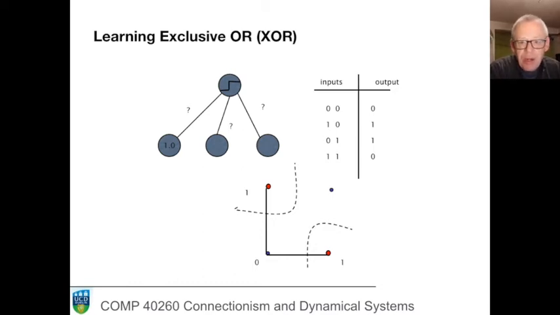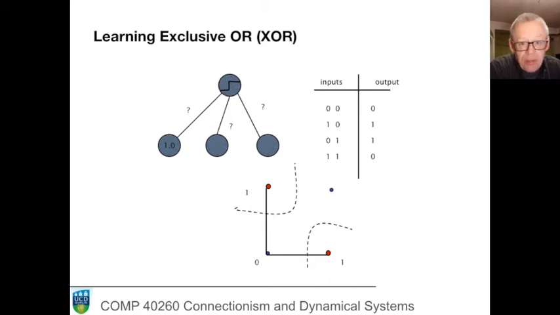This cannot be learned by a perceptron. A perceptron cannot solve this problem. And we can kind of get an intuition for why this is if we look at the patterns in input space again. The 2 red dots are the 2 patterns for which a 1 is the desired output, and the 2 blue dots are the patterns for which a 0 is the desired output.